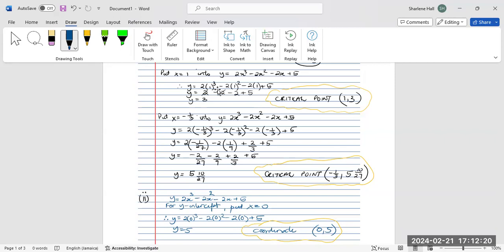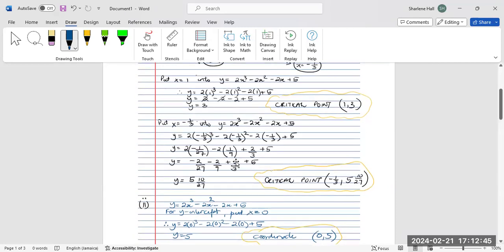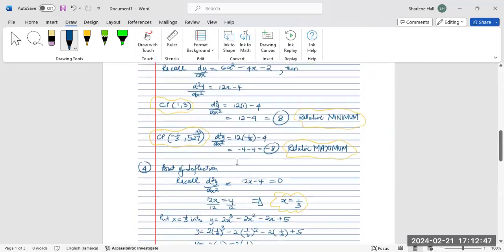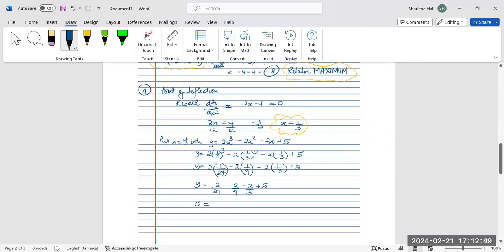Is it 157 supposed to get? It's not 157 supposed to get. Supposed to get 145/27. Look at that one again for me. All right, sir.